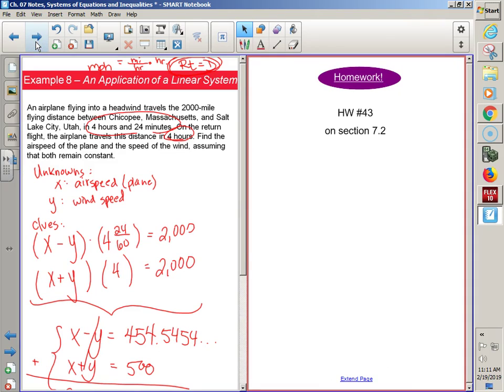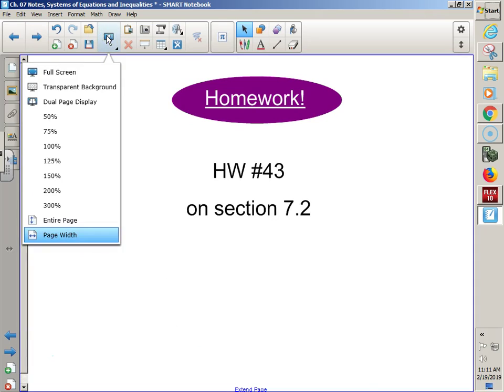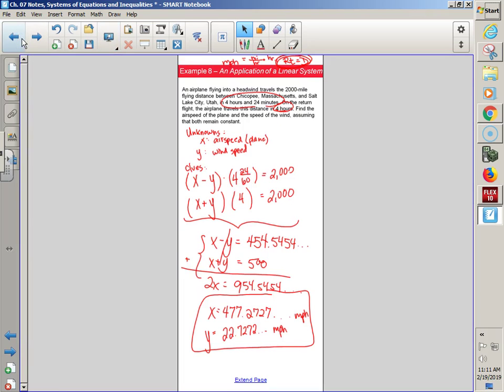Nobody else had any other questions on 7.2? Oh, no, it's okay, Lauren. What'd you miss? Oh, can I? Let me do this. Let me single page. And let me do entire page. And let me go back. There you go. There you go.